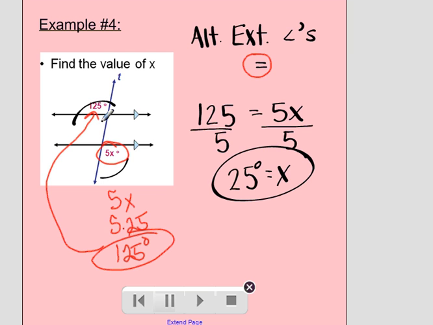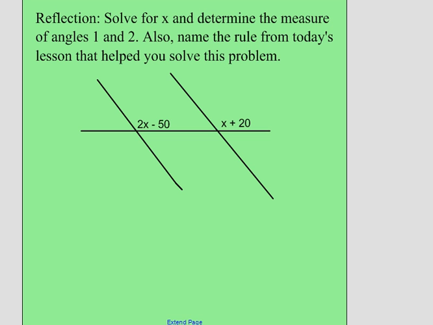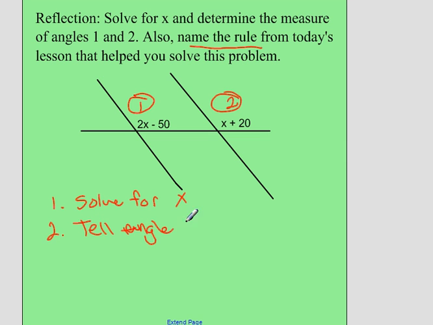All right, guys, so let's go ahead and move on to our reflection question. I want you to solve for x. Tell me what x is. And then tell me what angle 1 and angle 2 equal, so how many degrees they are. And finally, name the rule from today's lesson. So what theorem? First thing, solve for x. Second thing you have to do is tell me the angle measurements. And the third thing you have to do is tell me the theorem that you used to solve it from the notes today. All right?